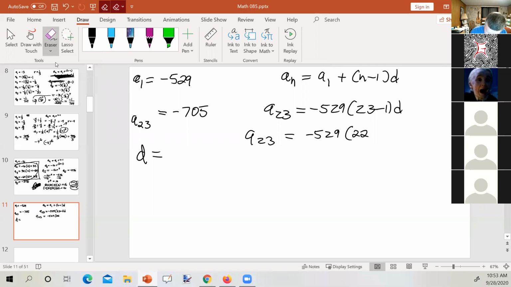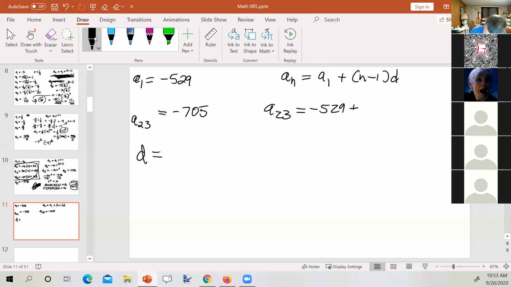Hang on. I forgot to put a plus sign. I was so used to doing the geometric one. This is going to be 23 minus 1 times d. So negative 529 plus 22d. So a sub 23 is negative 529 plus 22d.